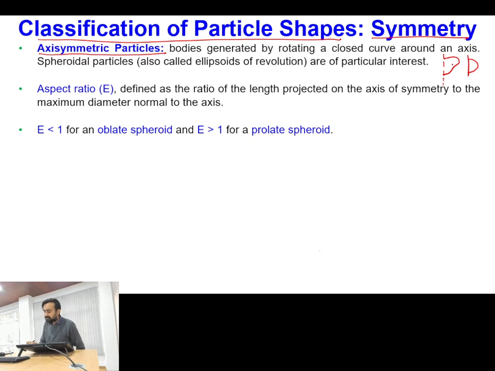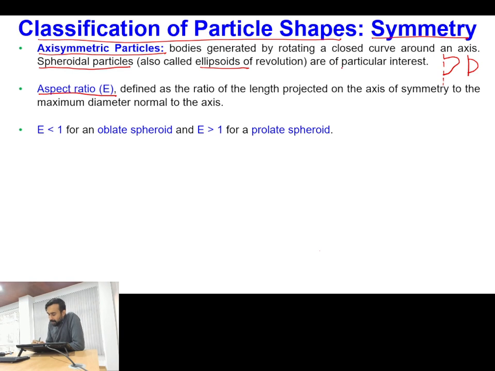Okay, if my curve is a circle, then I will get a spherical particle. If the shape is other than a circle, for example if it is close to an ellipse, then we call the particles either spheroidal particles or ellipsoids of revolution. Now, one interesting factor comes, with the help of which we can further characterize the axisymmetric shape of the particle, and that factor is nothing but the aspect ratio.